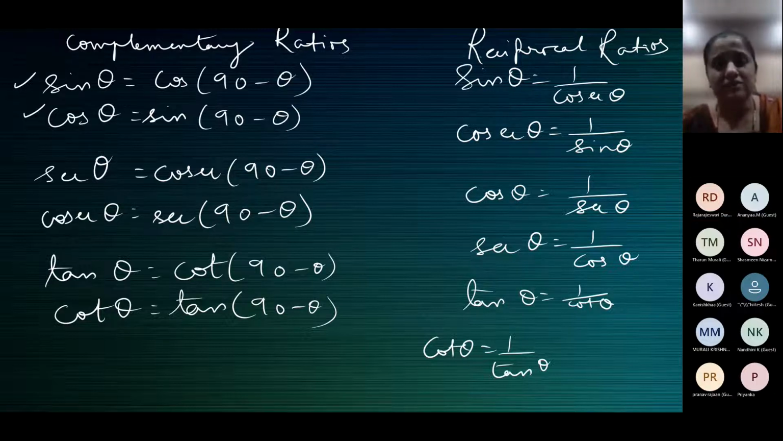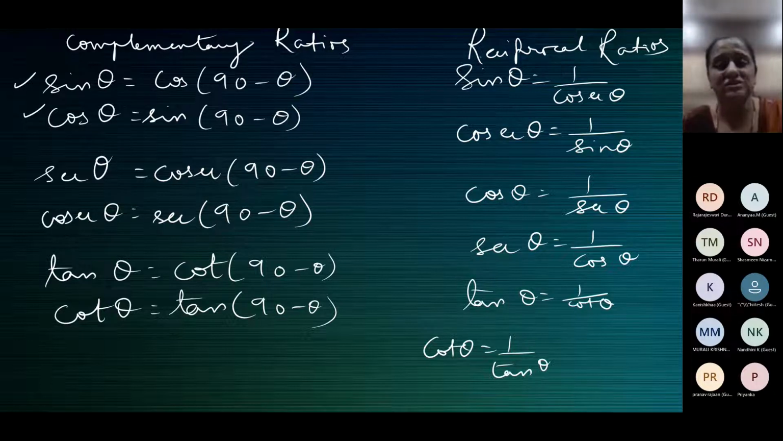Similarly, sin theta and cosecant theta are reciprocal ratios. So you cannot write sin theta is equal to cosecant theta. Sin theta is equal to 1 by cosecant theta. Ask yourself, how can you say sin theta is equal to cosecant theta?